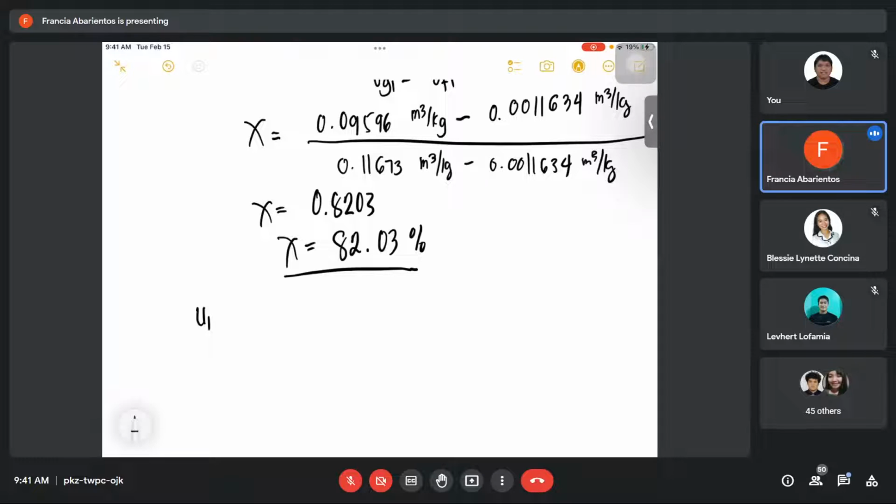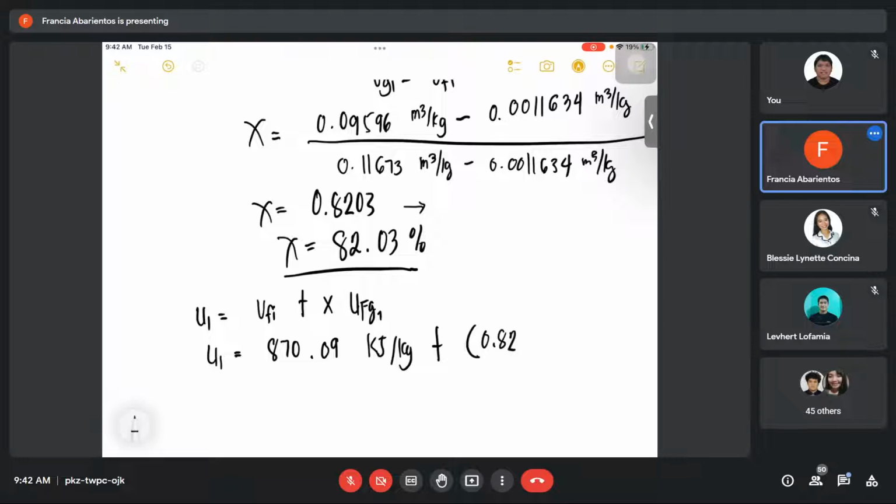Internal energy at point 1. So, U1 is equal to UF at point 1 plus the quality times the UFG at point 1. Okay? Finding the internal energy at point 1. UF1. What is UF1? Or the internal energy at saturated liquid? This is 870.09 kilojoule per kilogram. Plus yung quality class. Ito na yung gagamitin mo, yung 4 na decimal. Okay, ito. 0.8203 times UFG. Gamitin nyo na class yung sa evaporation para hindi na kayo mag-minus. UFG, which is 1727.2. Ayan, ganyan class mag-present ng solution sa akin. We have now the internal energy at point 1.